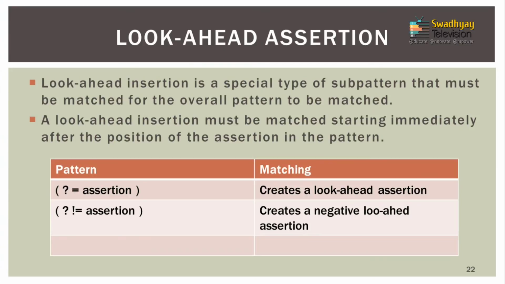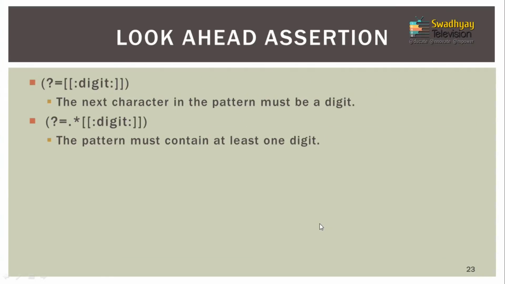A lookahead assertion is a special type of subpattern that must be matched for the overall pattern to be matched. A lookahead assertion must be matched starting immediately after the position of the assertion in the pattern. The syntax can be ?= assertion, which creates a lookahead assertion, and ?! which creates a negative lookahead assertion.